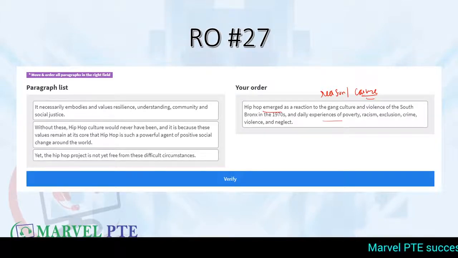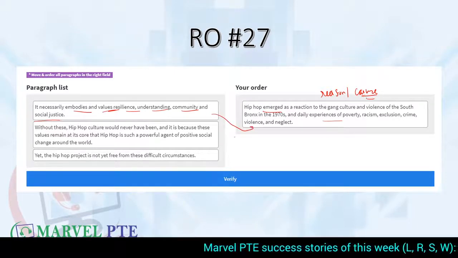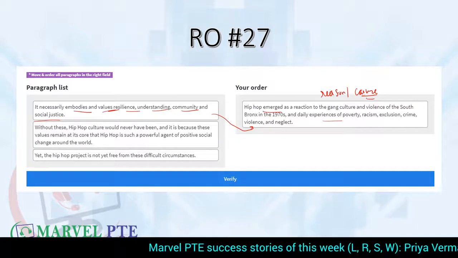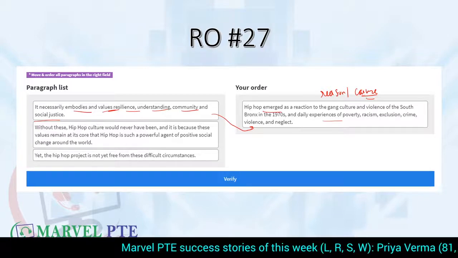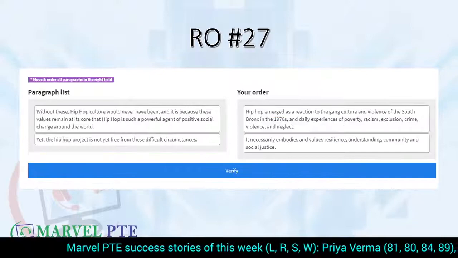Now you are going to tell what values it contains. Okay, it necessarily embodies values. It values resilience, understanding, community, and social justice. Okay, so we are just talking about the hip hop culture. So this is how we generally talk about it. We tell about the reasons and then we tell what it constitutes. So this is how we do it. So that's why this is going to be the next pair.